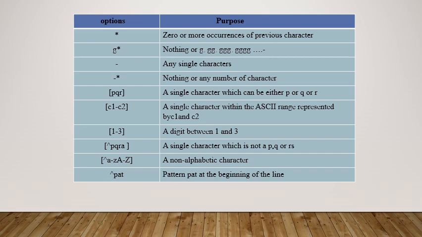Next, caret a to z, small letter a to z and capital letter A to Z, this symbol indicates that you have to select the non-alphabetic character. Then caret pat means you have to match pat at the beginning of the line. So these are the options and their purposes which are used with basic regular expressions.